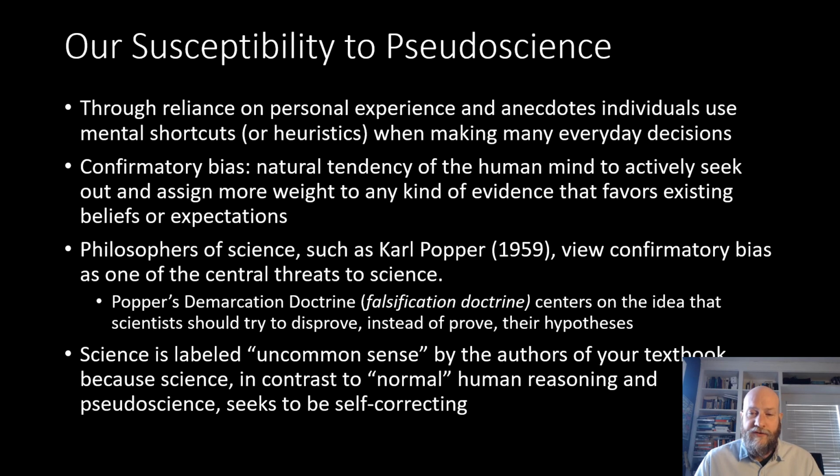We are prone to something, a very strong bias we all share, called confirmatory or confirmation bias. And this is a natural tendency of the human mind to actively seek out and assign more weight to evidence that favors existing beliefs or expectations.